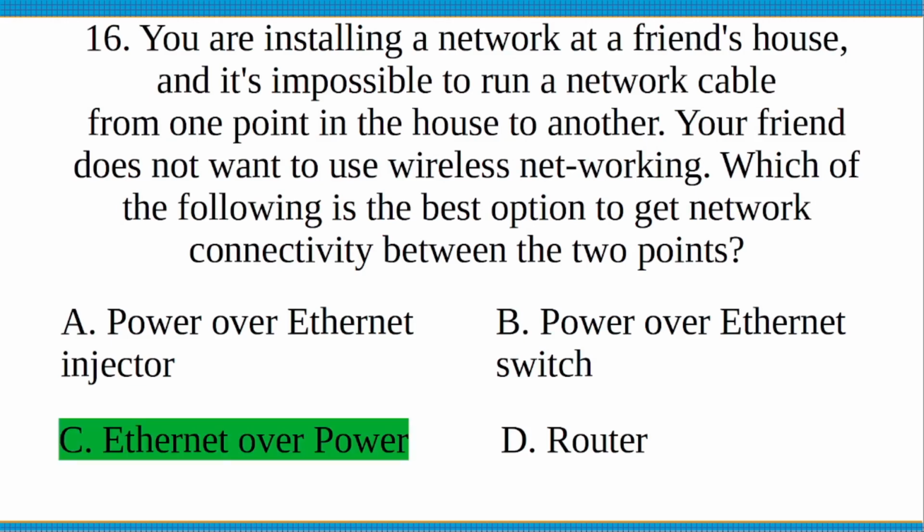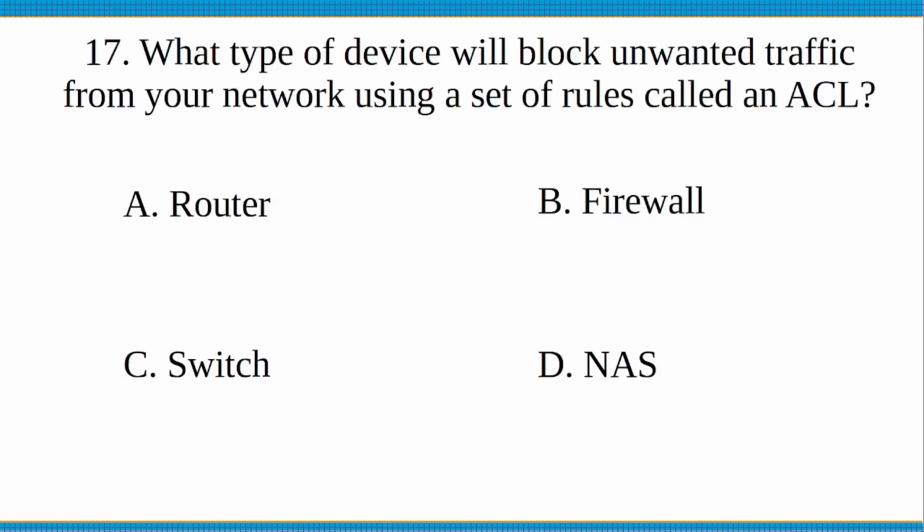Ethernet over power will be the best solution here. Ethernet over power can transmit network signals over power lines within a closed circuit, such as a house. It is the best choice. PoE devices provide power to devices that have only an Ethernet connection available. A router is for connecting network segments together.